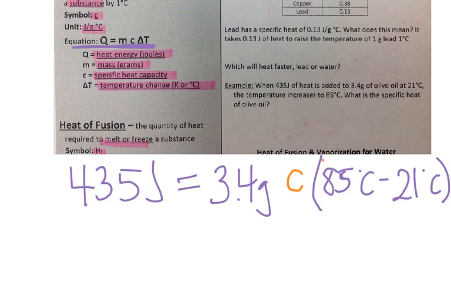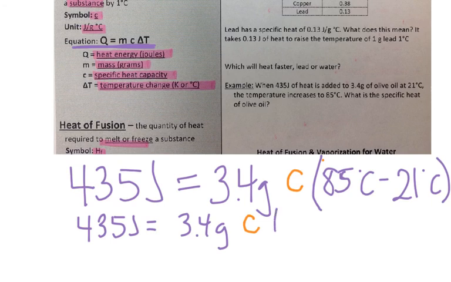Okay, so we've got to solve for that. We have our 435 joules equals our 3.4 grams. We still don't know what our C is. That's what we're trying to find. And we know our delta T, 85 minus 21, that is going to be 64 degrees Celsius.